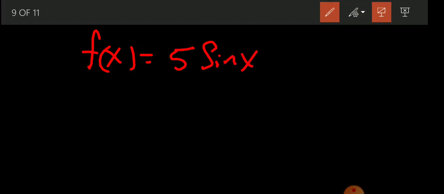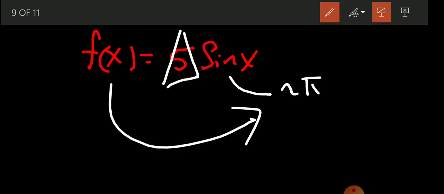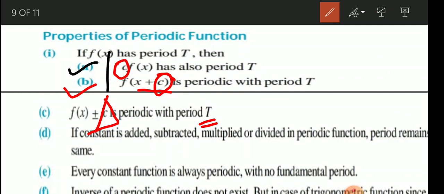Suppose f(x) equals 5 sin x. As you know, what is the period of sin x? That is 2π. Here the power is odd, so the period of sin x is 2π. It doesn't affect 5, as you see in the table I have given, the idea that c·f(x) is periodic with the same period. So f(x) is also periodic with period 2π.